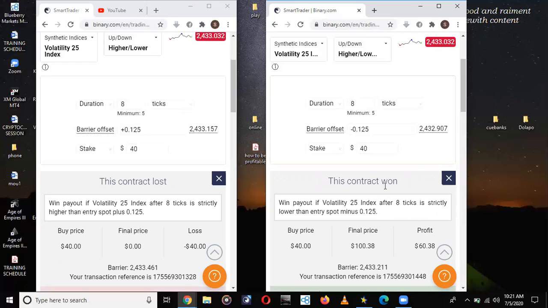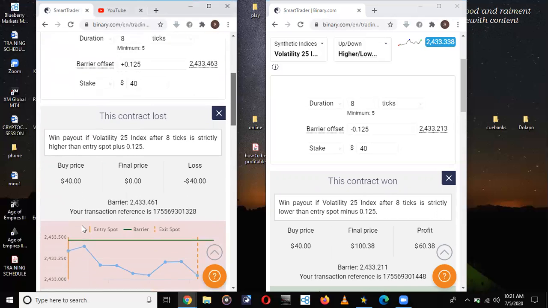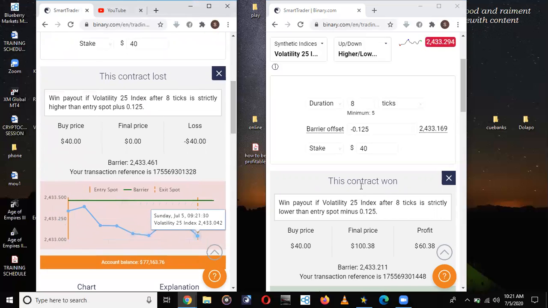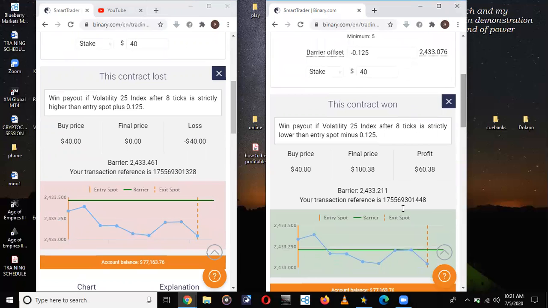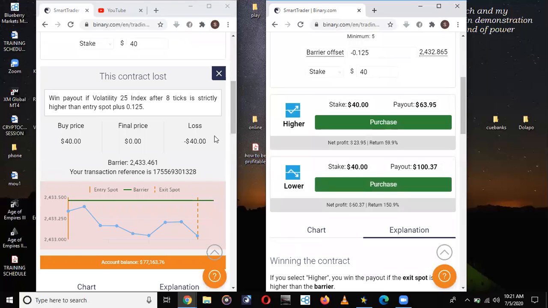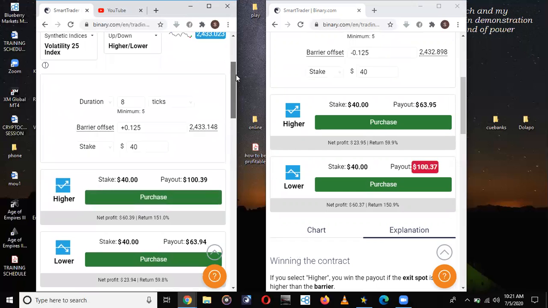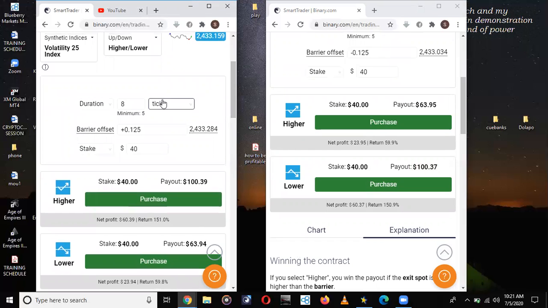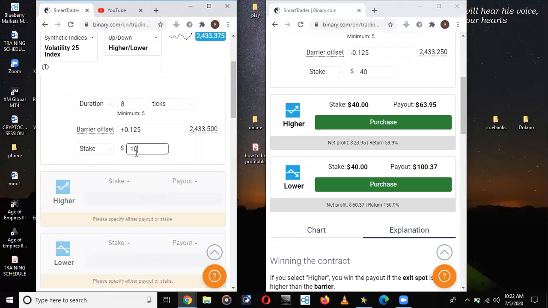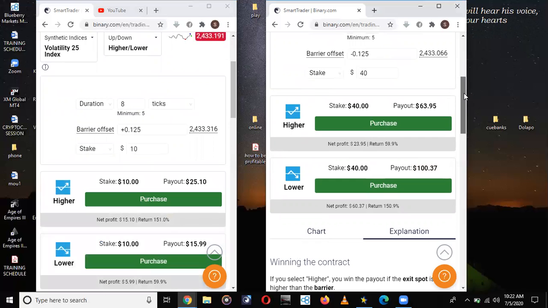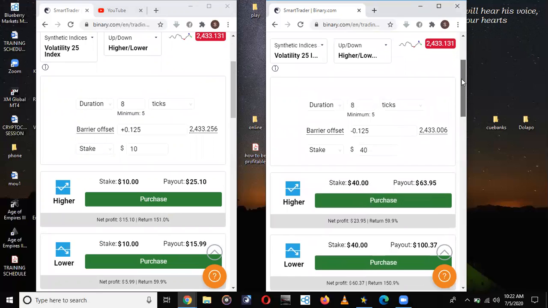So can you see this contract won and this one lost? So let's see again. Can you see it came all the way down, and then this one it came all the way down and won. So that's it, and we have recovered our lost money on that first trade. So I'll return my stake back to about $10 at this point, and then this one to $10.